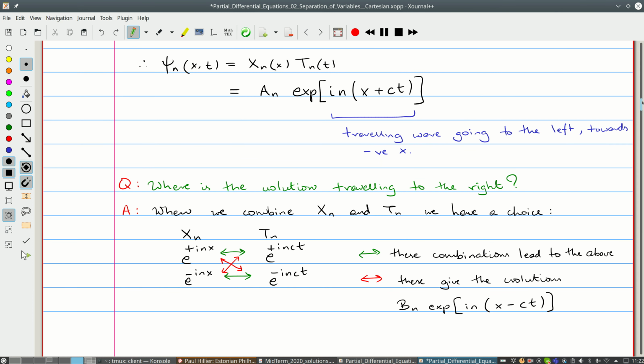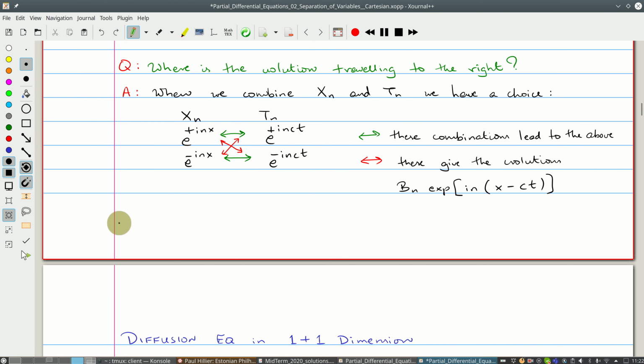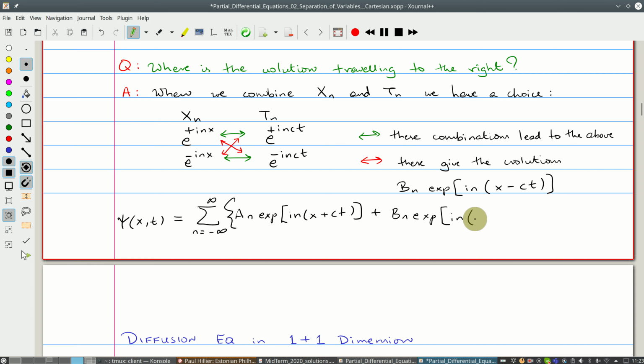What you can say, by the way, is that the full solution, and let's put this down here, the general solution psi of x comma t, will be some linear combination, n goes from minus infinity to infinity, of a_n exponential of i n (x plus ct) plus b_n, this is the waves traveling along the positive x direction, exponential of i n (x minus ct). So this is the general solution.